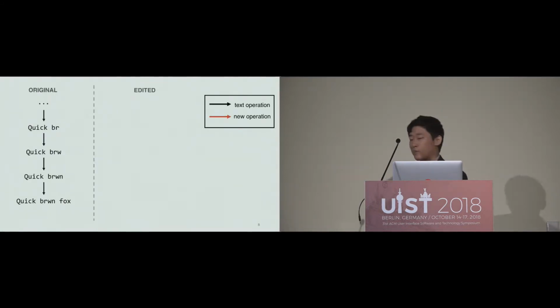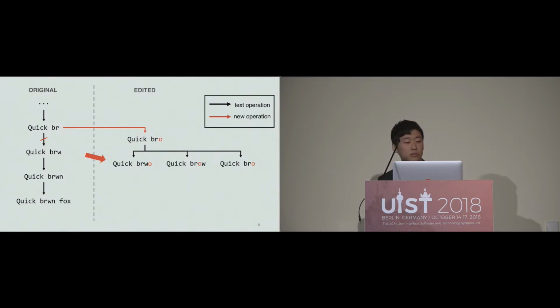To illustrate this problem, let's imagine we have a user who created a screencast represented on the left. The user was trying to record a screencast typing the quick brown fox. But then she realizes that she made a typo while she was writing the brown. So she goes back in time and inserts a new operation of inserting the letter O. Now, here's the problem.